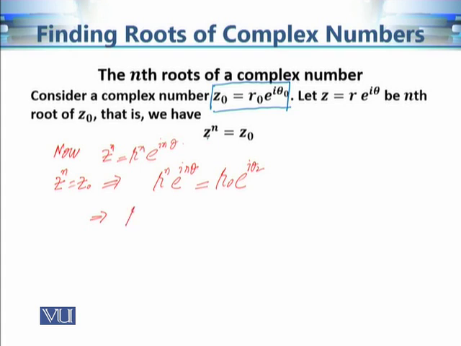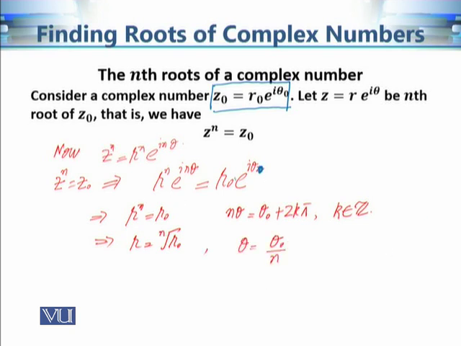Now, taking power of this z would give me z raised to power n is equal to r raised to power n e raised to power iota n theta. And z raised to power n should be equal to z0. So this implies r raised to power n e raised to power iota n theta is equal to r naught e raised to power iota theta naught. Okay, so there should be naught here.